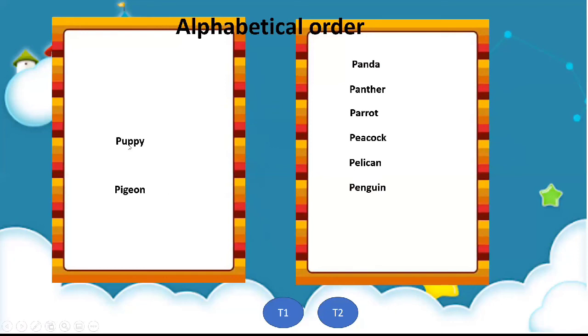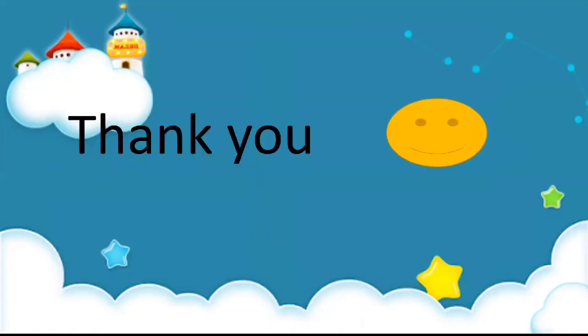I have more too. Pigeon and puppy are left. PI and PU. I comes before U, so I will take pigeon and then puppy. In this way, we have learned about alphabetical order today.